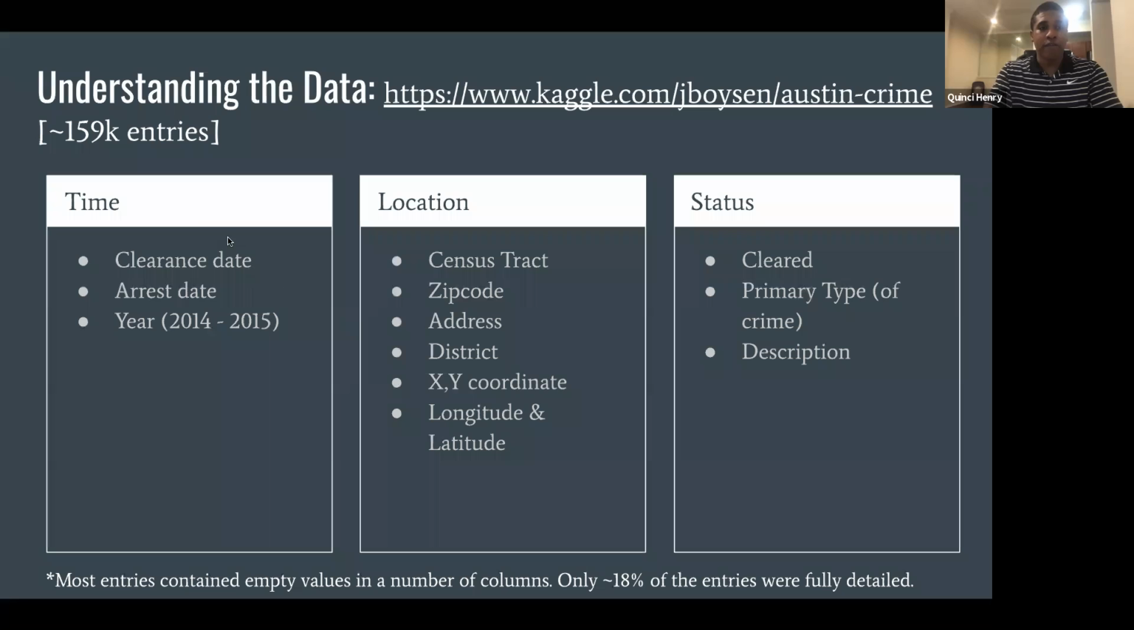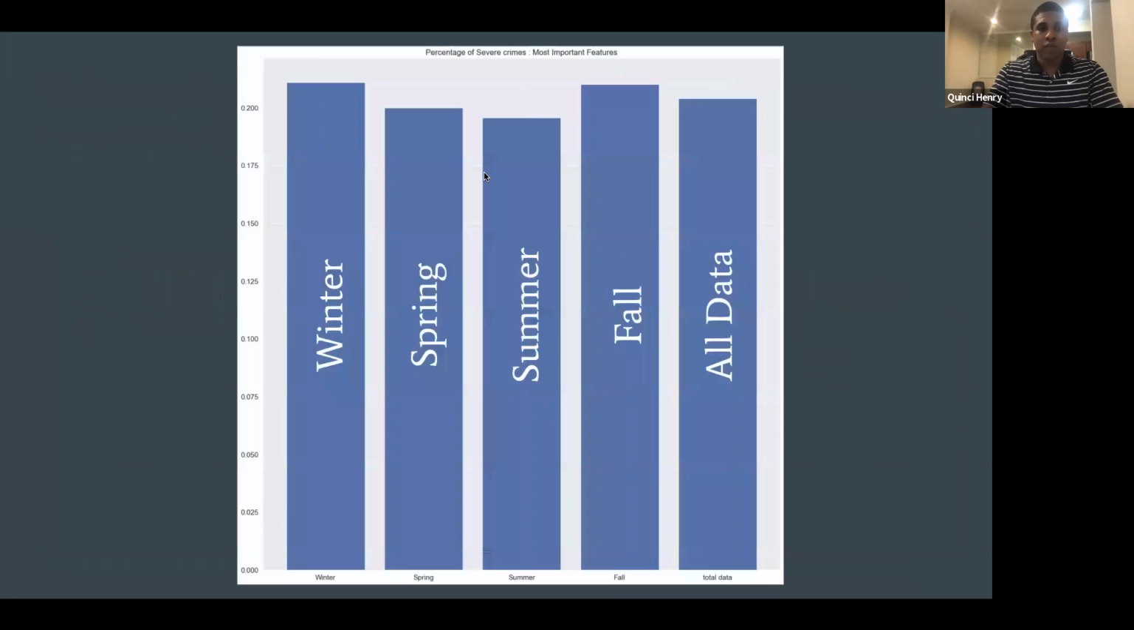So from left to right, we have features, and on the very far right, we have our target. So the leftmost feature was time data, and this was the way that it's categorized according to which categories had the most severe crime. We see fall and winter were ahead, and all data was in the middle between spring and summer collectively and fall and winter collectively.